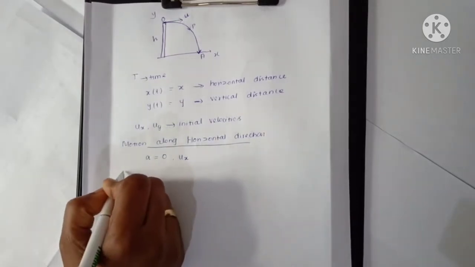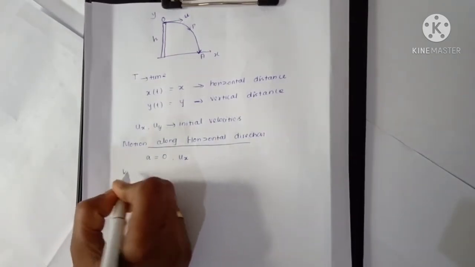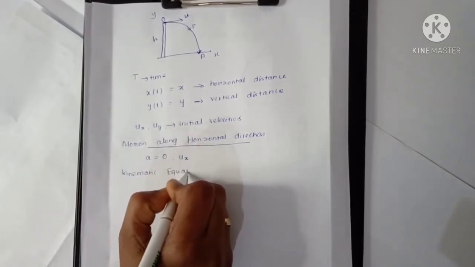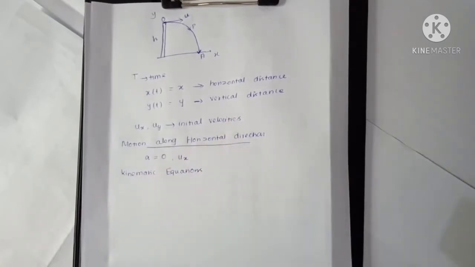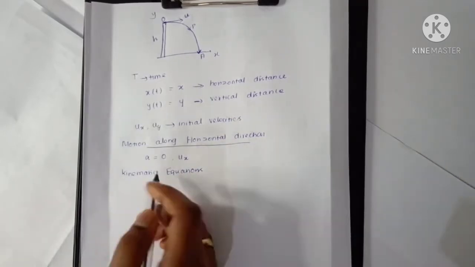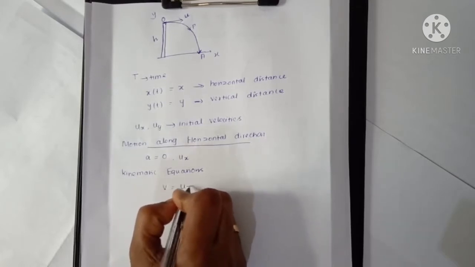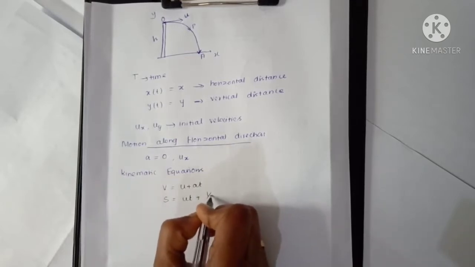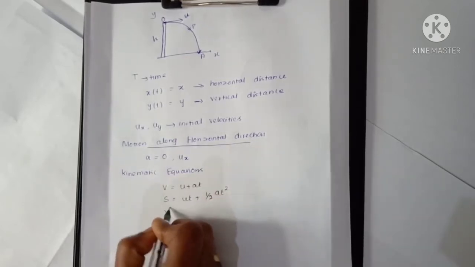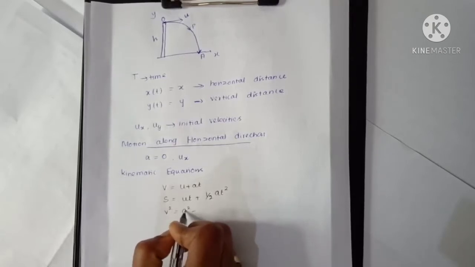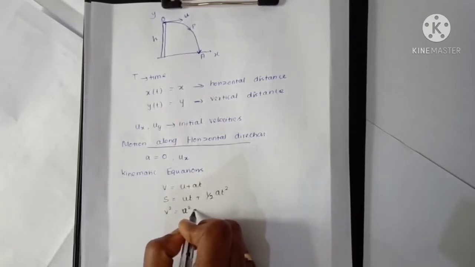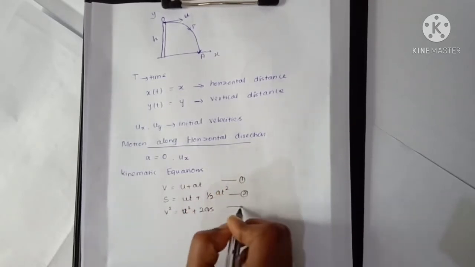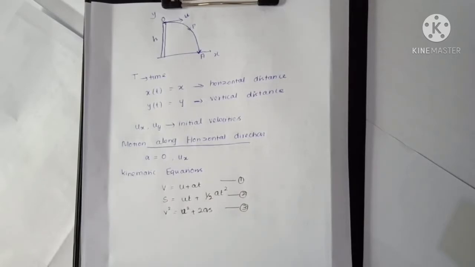We know the kinematic equations. The first equation is v is equal to u plus at. The second equation is s is equal to ut plus 1 by 2 at square. And the third equation is v square is equal to u square plus 2as. This is the first kinematic equation, this is the second equation, and this is the third equation.